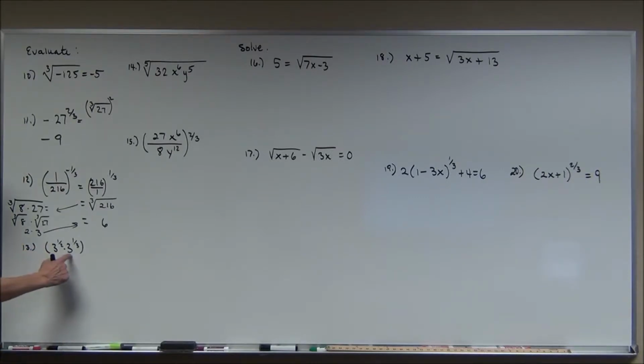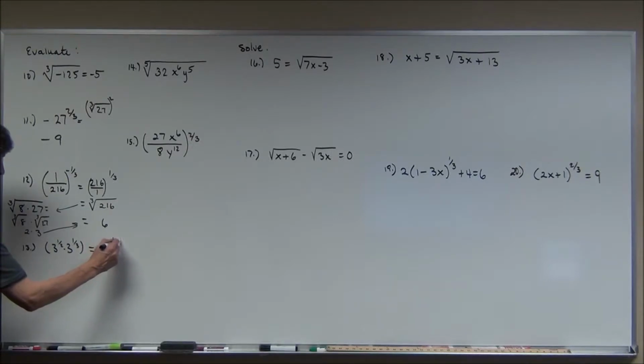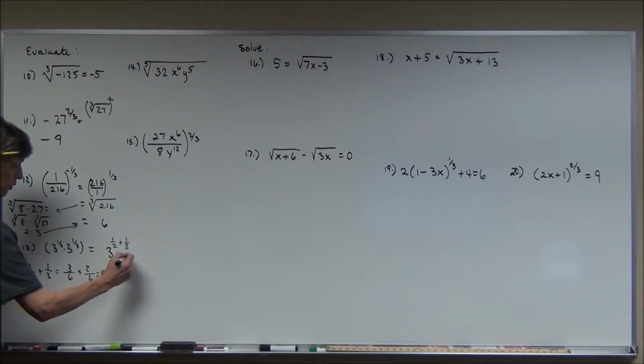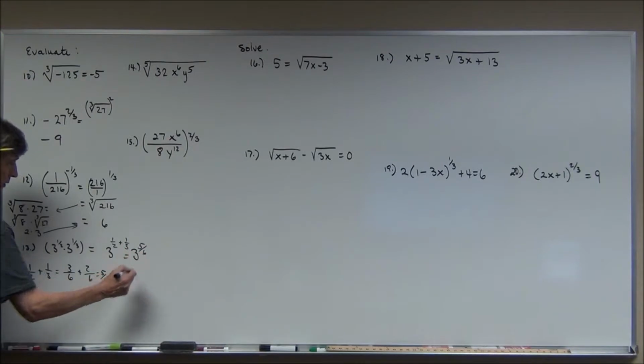They're both base 3. So when you multiply and they have the same base, you add the exponents. So now you have to add 1/2 plus 1/3. My common denominator is 6. This is top and bottom by 3, top and bottom by 2. This is going to be 5/6. So this is equal to 3 to the 5/6 power.